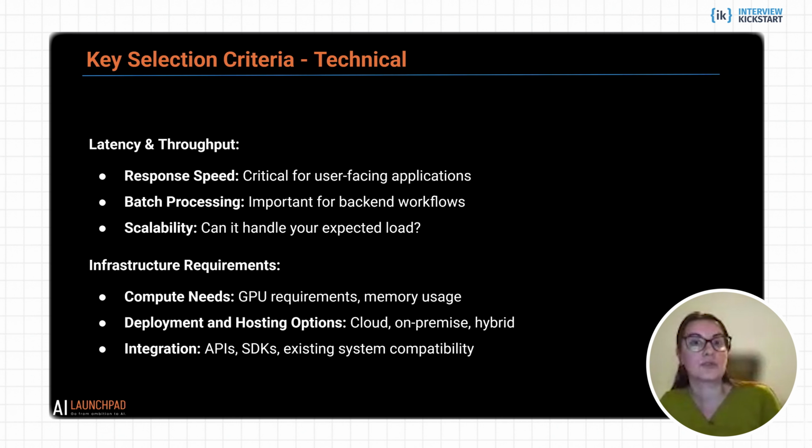Then you also want to look at what your deploying and hosting options are. Do you want to deploy this into the cloud or on-prem? Especially, some of the larger organizations still have some on-prem presence, unless you are a startup or smaller organization.